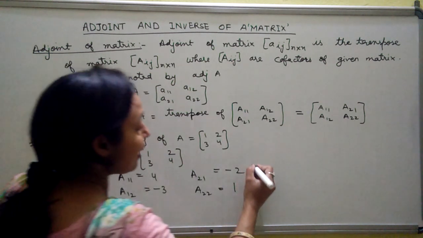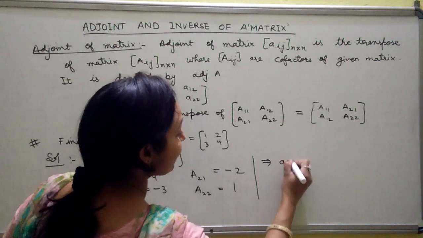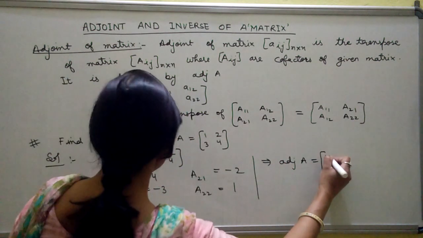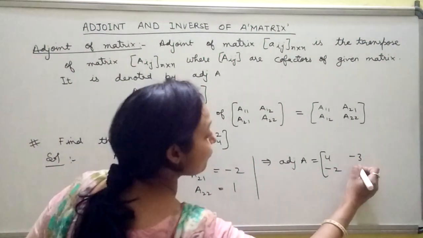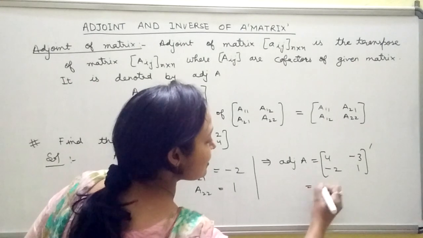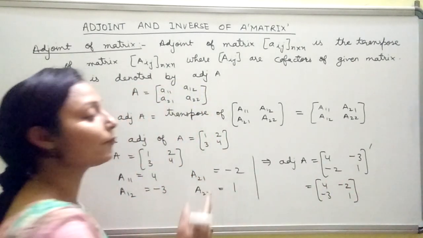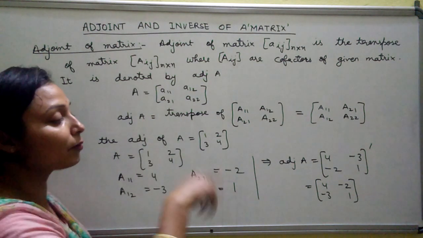So what is the adjoint? The adjoint of A is equal to the cofactors 4, minus 3, minus 2 and 1. Take the transpose. So this is the transpose: 4, minus 3, minus 2 and 1. So this is the way to find adjoint A. This is all about the adjoint.